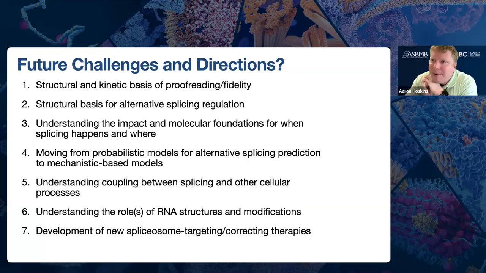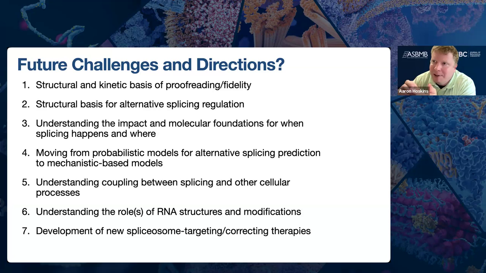And so I'm just going to end with some future challenges and directions for the field. There's a lot still we need to learn about splicing. I think the basis for splicing proofreading and fidelity is very poorly understood. It likely involves kinetic competition between different processes. But if it's a kinetic competition, ideally you would like to know those numbers, and we don't yet. The structural basis of alternative splicing regulation is very nascent at this point. Understanding the molecular foundations for when splicing happens and where.